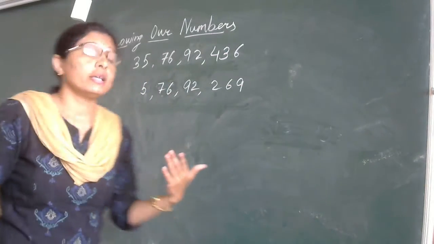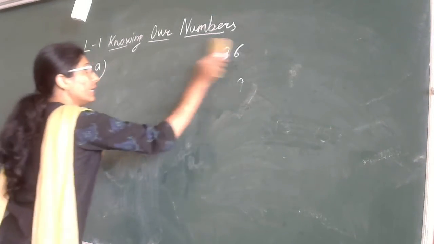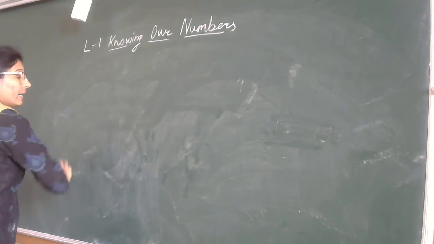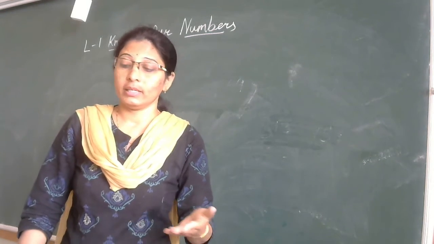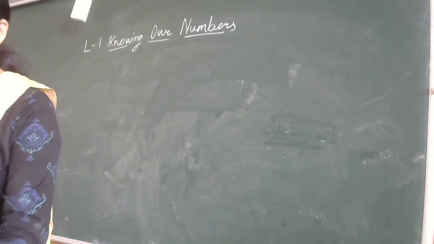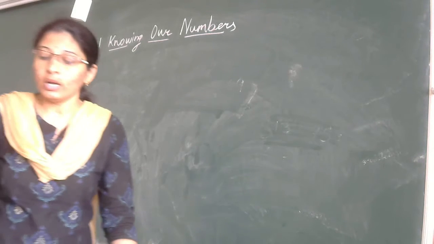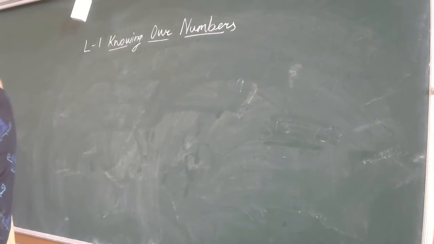Ordering is also the same. Ordering means ascending or descending. Ascending means small to big. Descending means big to small. Now let us take some examples.